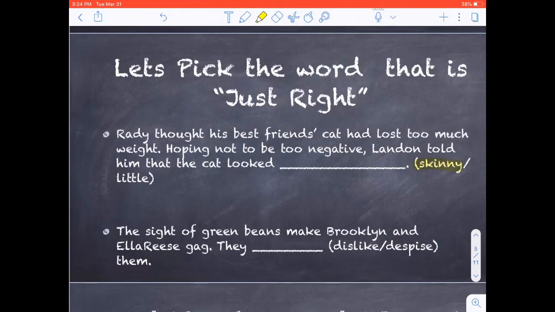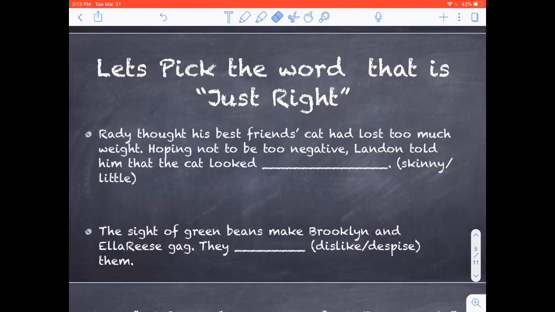The next one is: the sight of green beans makes Brooklyn and Ellery gag. They blank them. So we need to think of the best choice. Which word is just right? They dislike them or they despise them. The stronger word choice here is despise.